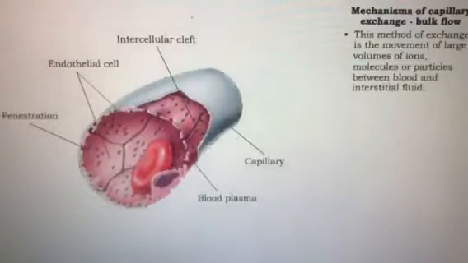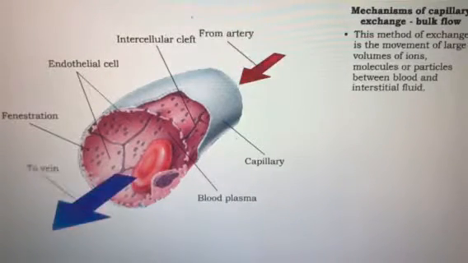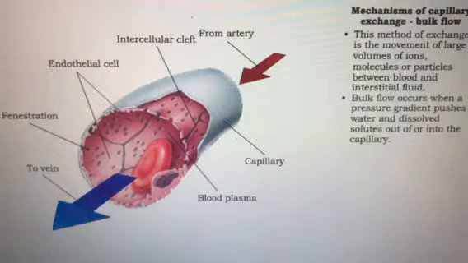Bulk flow is the movement of large volumes of ions, molecules, or particles between blood and interstitial fluid. The movement occurs when a pressure gradient pushes water and dissolved solutes out of or into the capillary. Bulk flow is always from an area of high pressure to an area of lower pressure, and continues as long as pressure differences exist.